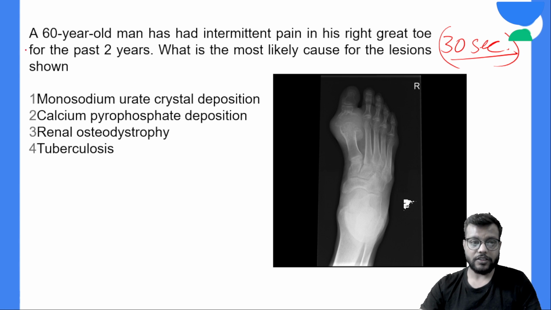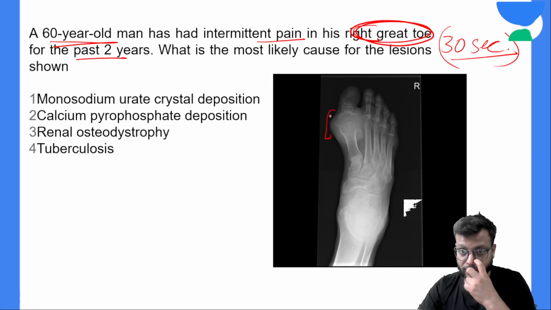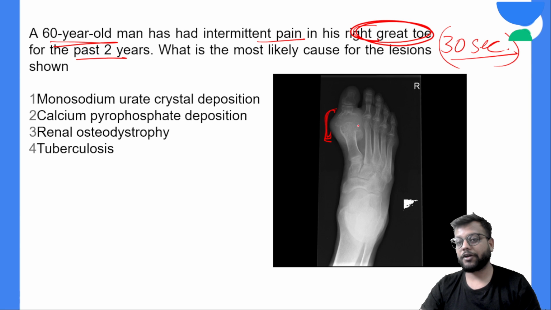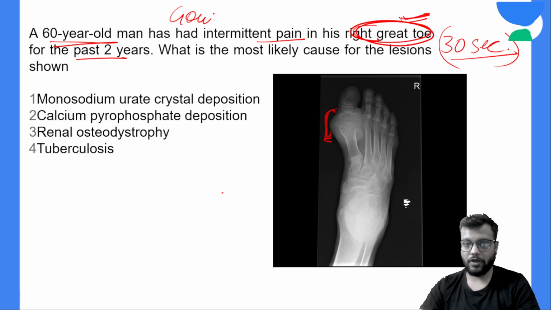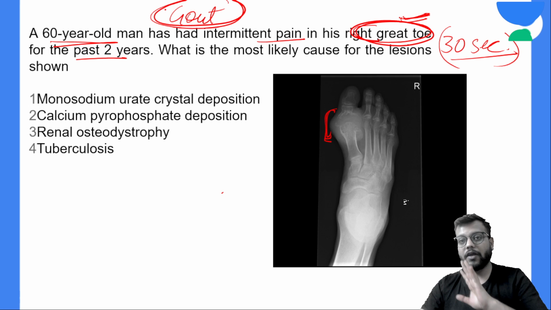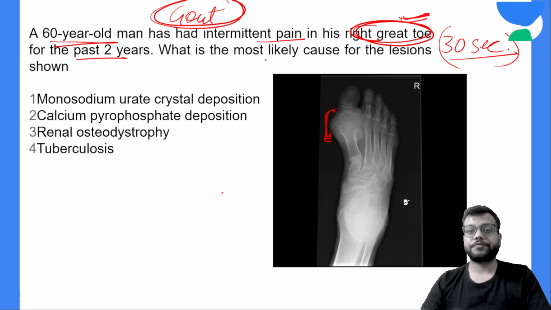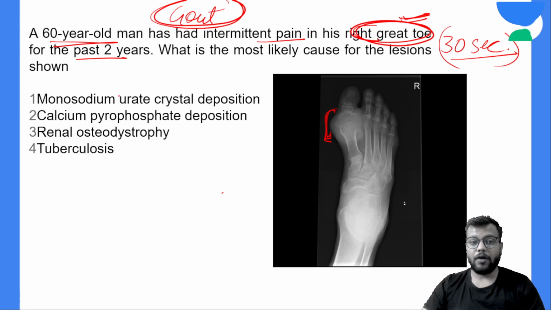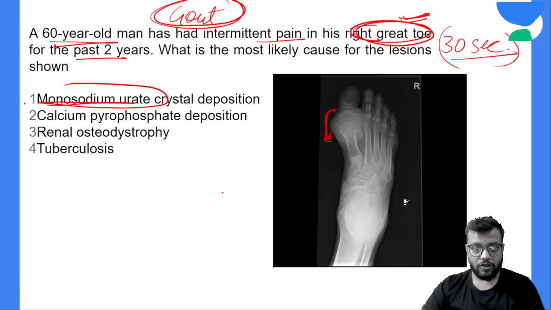Okay, so 60-year-old man, intermittent pain, right great toe, past 2 years. Say the lesion, there is complete destruction of the great toe, the great metatarsophalangeal joint. Okay, lytic lesion, destructive lesion is there. So all this history of great toe involvement favors gout. Okay, it is gout. Great toe involvement means gout. And in gout you have the deposition of monosodium urate crystals. Okay, so this is your answer.